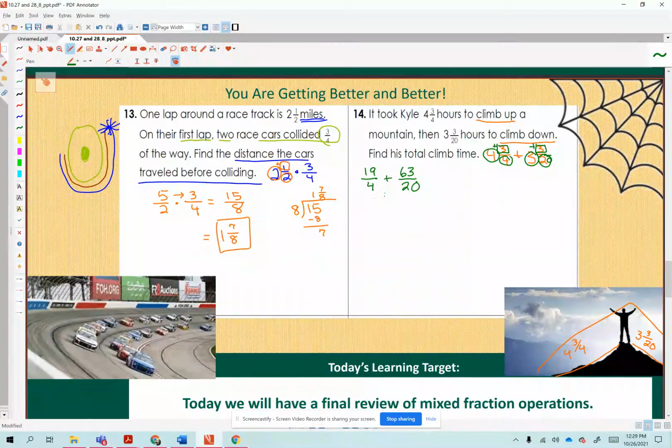Okay, I look at these denominators, the 4 and the 20, and I know that 4 is a factor of 20. 20 is a multiple of 4. So I want to convert or rewrite this 19/4 to have a denominator of 20. So if I multiply 4 times 5, I get 20. If I multiply 19 times 5, I get 95. So I can rewrite that as 95/20 plus 63/20. And now I'm ready to add.